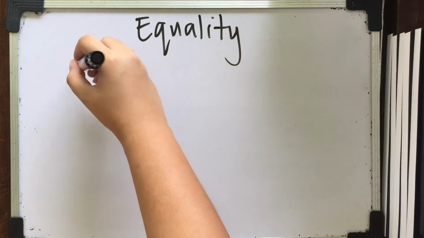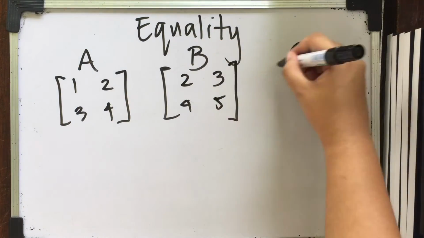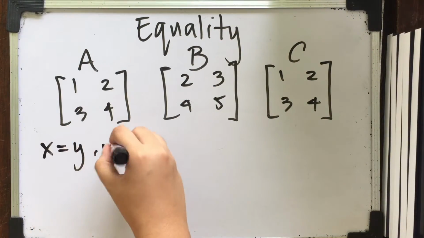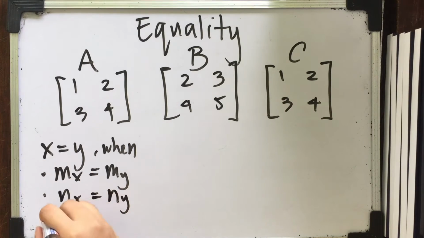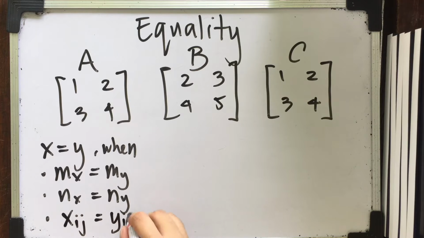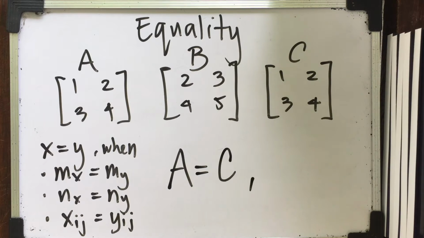Two matrices can be compared by their equality. The matrices are only equal if they have the same number of rows, the same number of columns, and all the corresponding values in each matrix are the same. In this example, A is equal to C, but A is not equal to B.